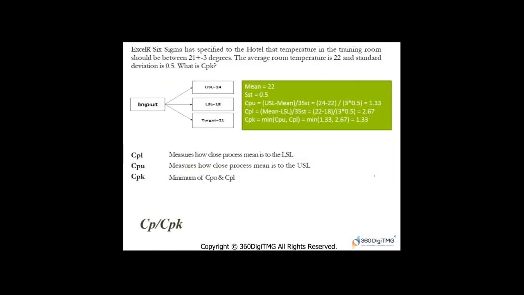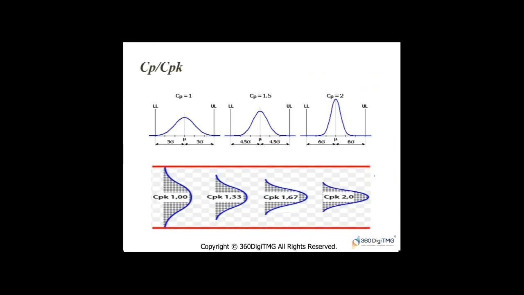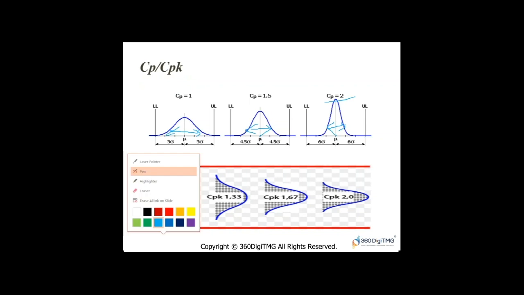Let us look into some more understanding of CP and CPK. Lower the CP value, more is the variation. Look at this. There's a huge variation. As my CP value increases, the variation reduces. There's less variation if the CP value is 2. That is how you infer.